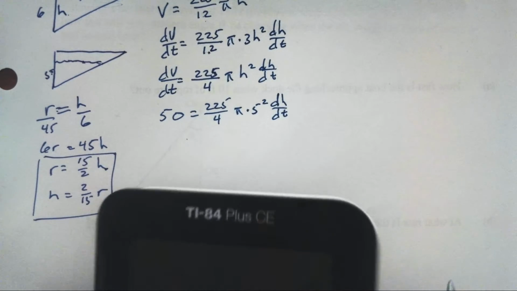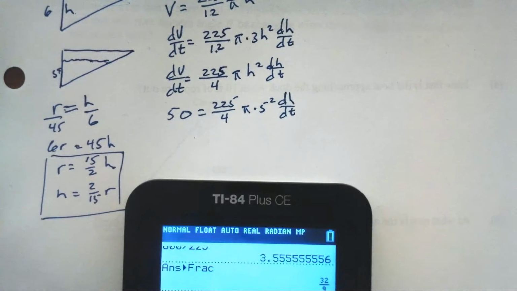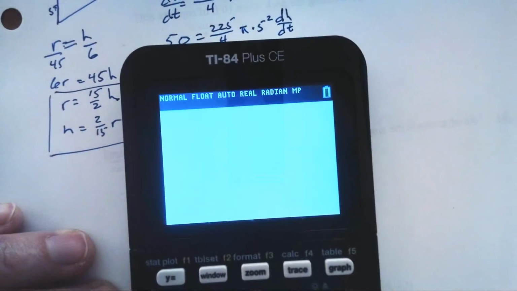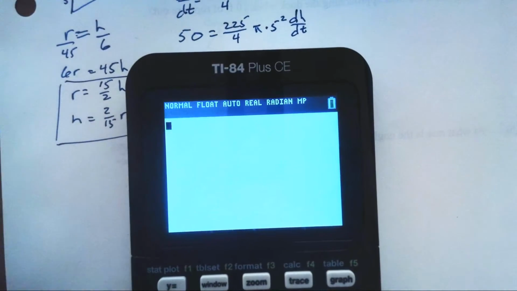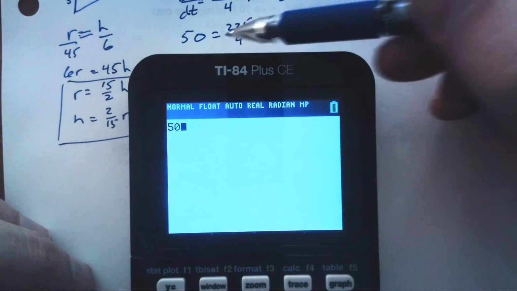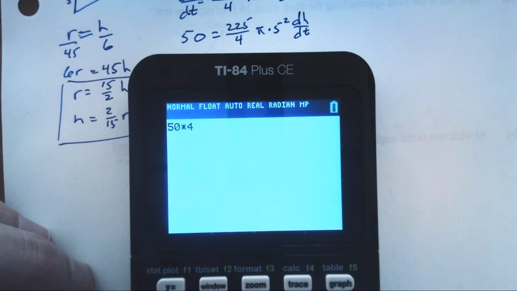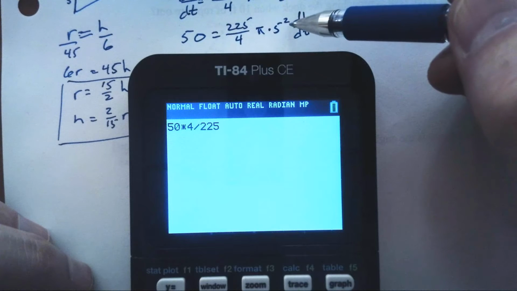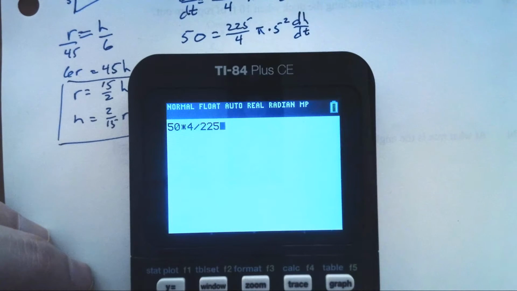So at that place right there, I'm going to go to calculator right here. I'm going to clear that out. I'm going to make it so we can see it maybe just a little bit better. Is it too bright? Let's take a look. I'm going to start with 50. To get rid of the 4, I need to multiply by 4. I'm trying to get everything away from dh/dt. I need to divide by 225. I need to divide by 5 squared, or 25. I'm not going to divide by pi. I don't want a decimal answer. I'll just include that in my answer in just a moment here.